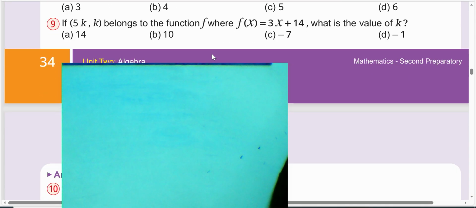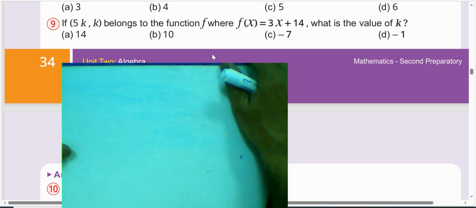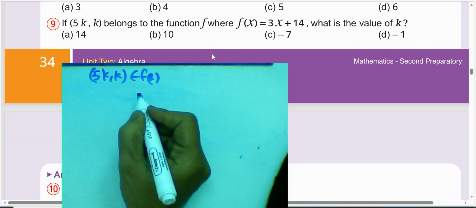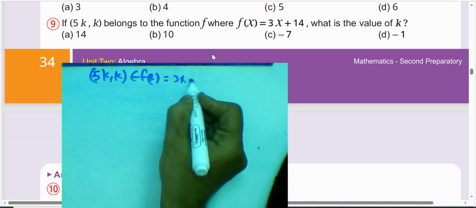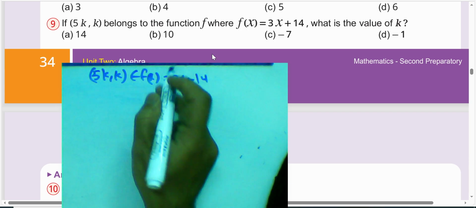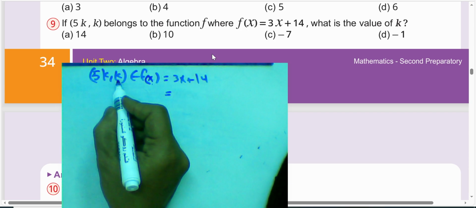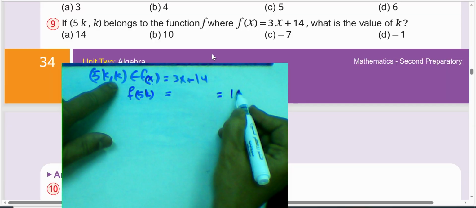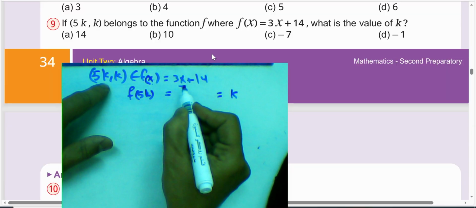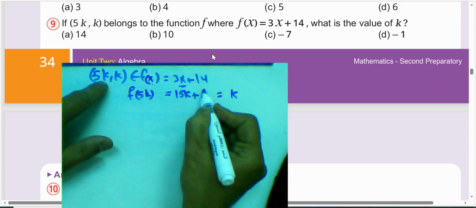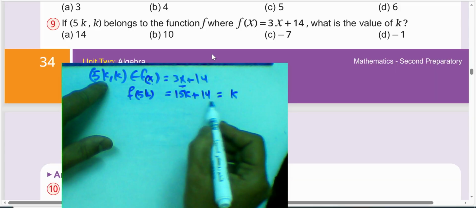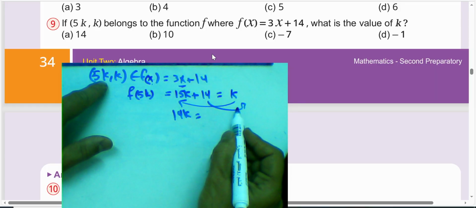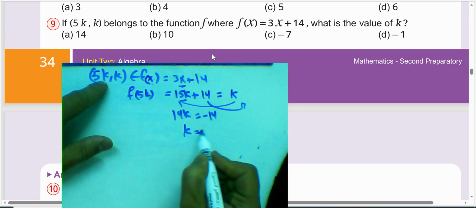Next question. Number 9. If the point 5k and k belong to the function f of x, f of x equals 3x plus 14, we can put x will be 5k. F of 5k, the answer will be equal to k. Okay, f of 5k, put x equal 5k. 3 times 5k equals 15k plus 14. Then subtract k from 15k, it will be 14k, and move 14, it will be negative 14. And the value of k equals negative 1.